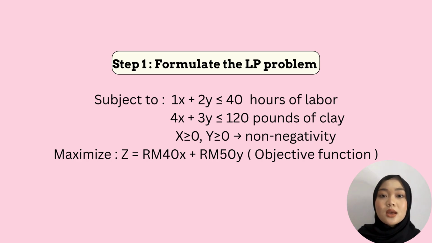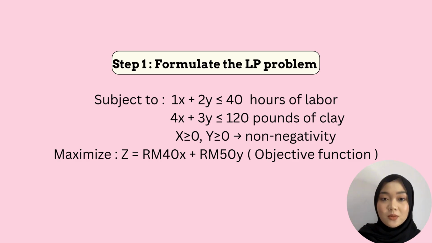So we write the constraints as x plus 2y less than or equal to 40. This represents the labor constraint, and 4x plus 3y less than or equal to 120. This represents the clay constraint. We also include the non-negativity constraints, which are x greater than or equal to 0 and y greater than or equal to 0, because we cannot produce a negative number of items.